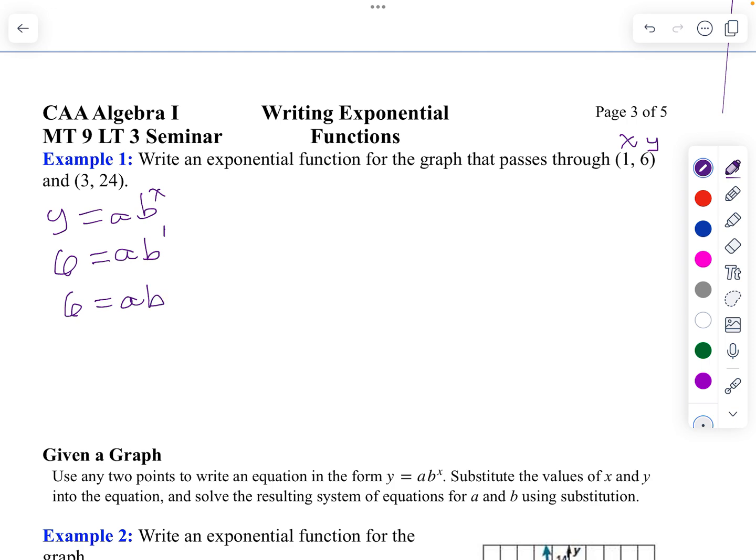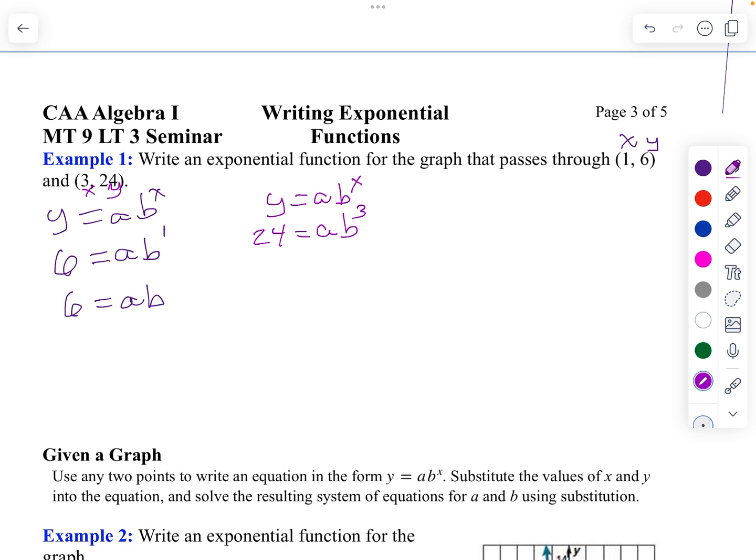I'll do the same thing with my second point. I've got x and y. So I have y equals a times b to the x. Instead of writing y, we're going to write 24. Instead of writing x, I'm going to write 3. So it's a times b cubed.